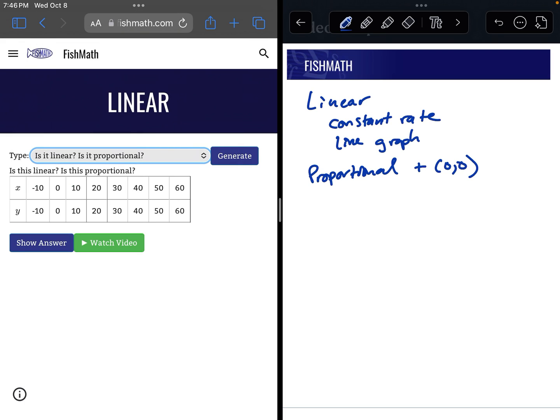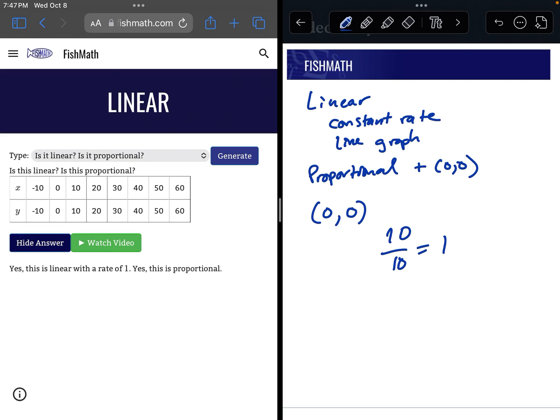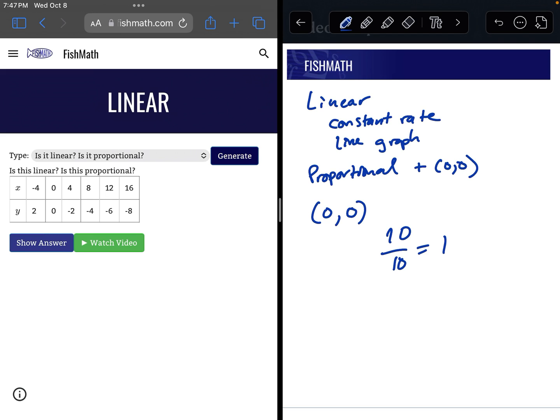So this one here, I can already tell there's 0, 0. So that might be proportional. And you can see actually it's the exact same numbers. So you're adding 10 for every 10, which means it has a constant rate of 1. So that one's definitely both, linear and proportional.